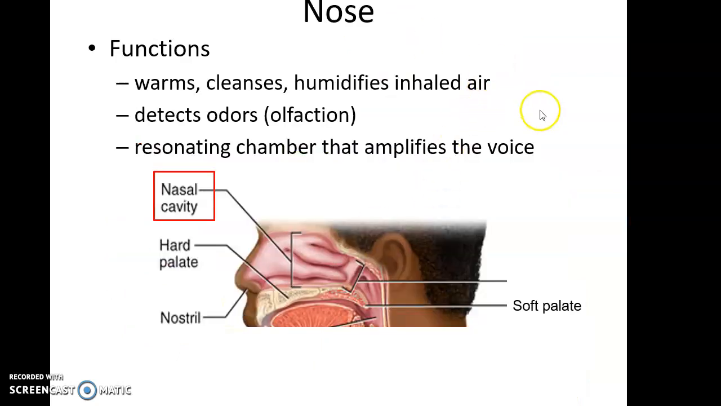So, functions of the nose include warming, cleansing, and humidifying the inhaled air. As the air enters, it makes contact with the mucous membrane, which helps to warm it. Particulates get caught in the mucus to help clean it, and water will be evaporated into the air, humidifying it. Also, we're able to detect odors in the nasal cavity. The roof of the nasal cavity houses the olfactory epithelium, which can help us detect scents by the chemicals that bind to its receptors. And then finally, the sinuses and the nasal cavity are able to act as resonance chambers that help to amplify the voice.